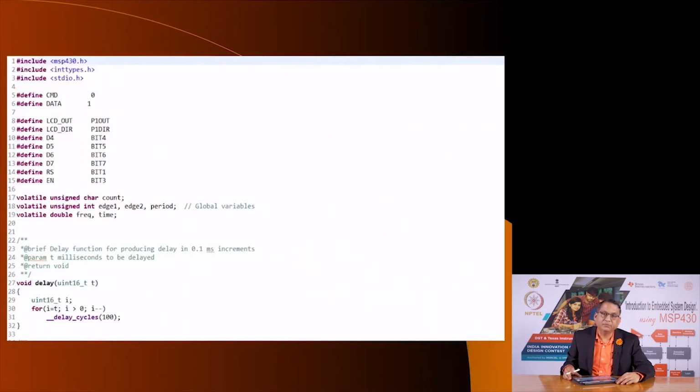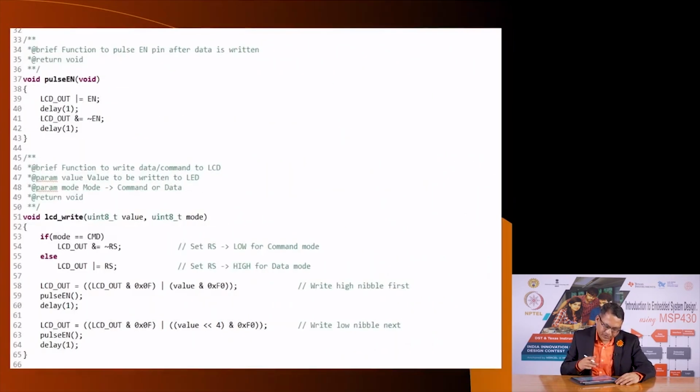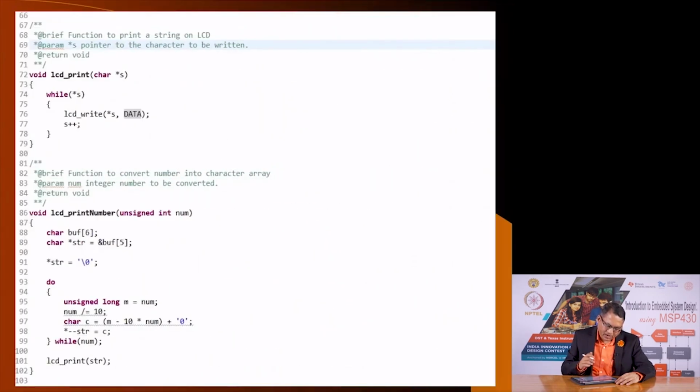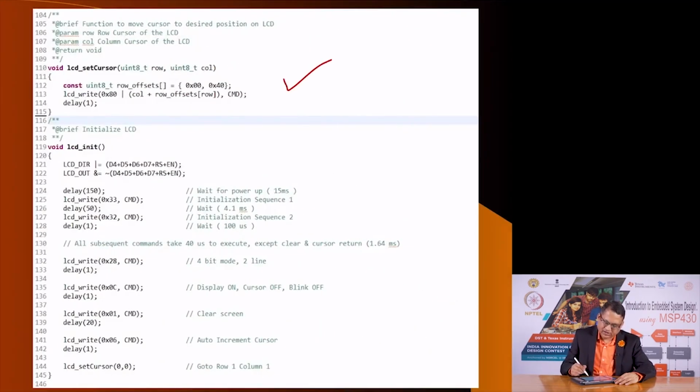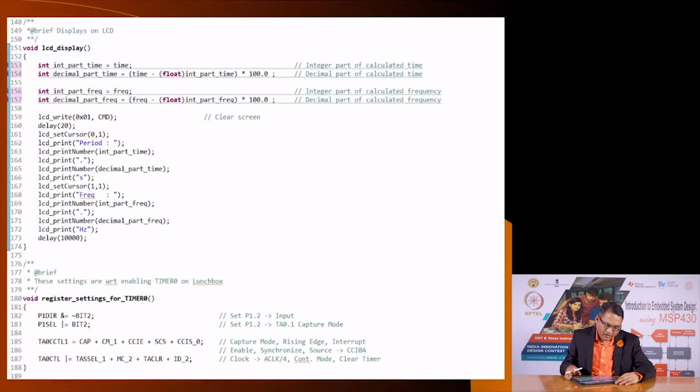Here is the entire program. I am not going to go through the program. I have already explained the crux of the program. Much of it is about the LCD, which you have already seen. Here is generating the enable signal for the LCD. This is a function to write into the LCD. This is to print values, the data or information that you want to print. This is for printing numbers. This is to set the cursor. This is to initialize the LCD. This is to display the actual frequency values, the period values, and from there calculate the frequency.